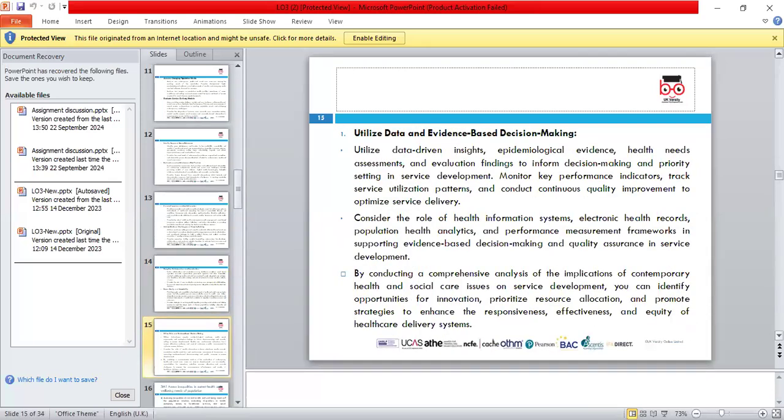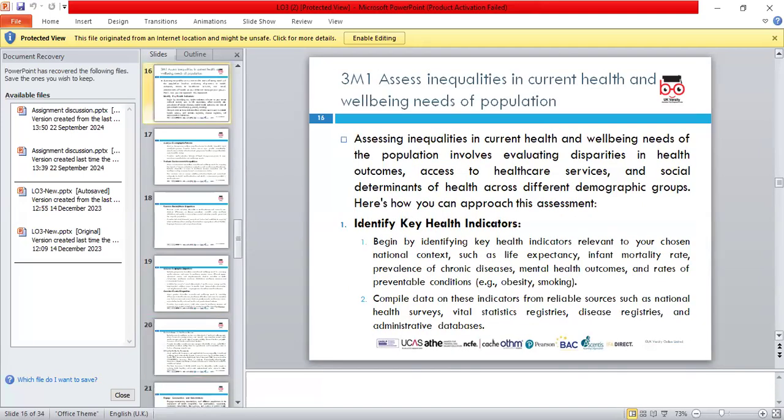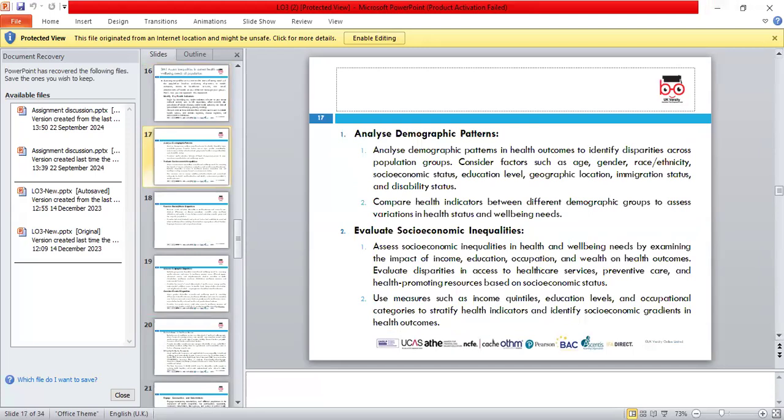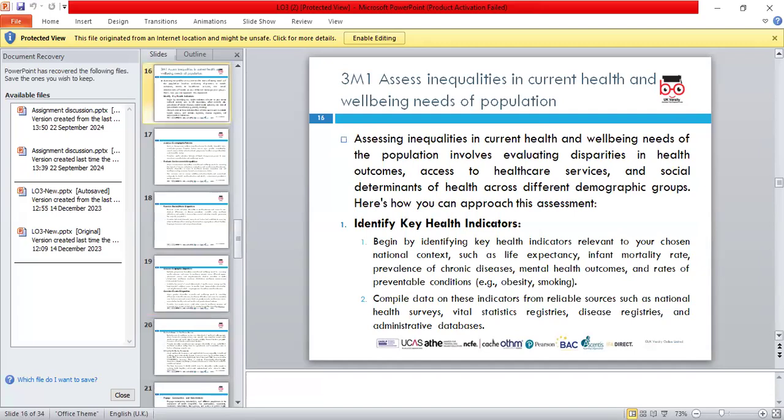The last data, we've spoken about it. So let's crack on. Identify health indicators. Identify key health indicators relevant to your chosen national context, which are life expectancy, infant mortality rates, prevalence of chronic disease, and all that. Then compile data on these indicators from reliable sources such as the National Health Service, vital statistics registries, disease registries, and administrative databases.